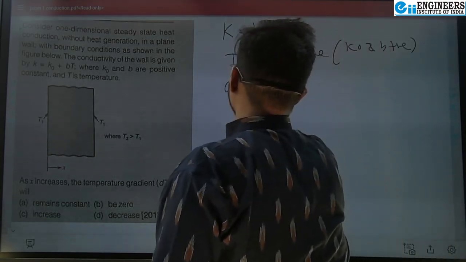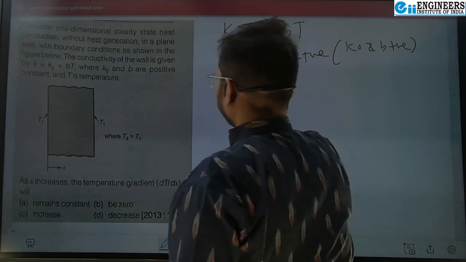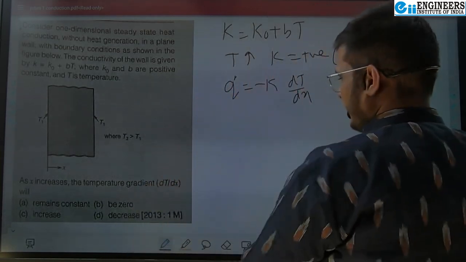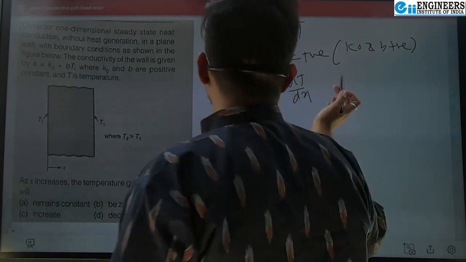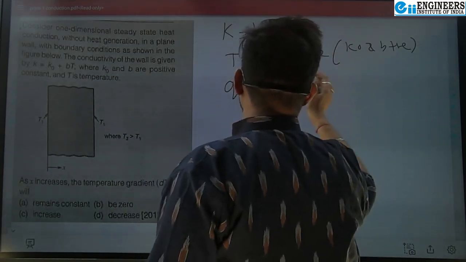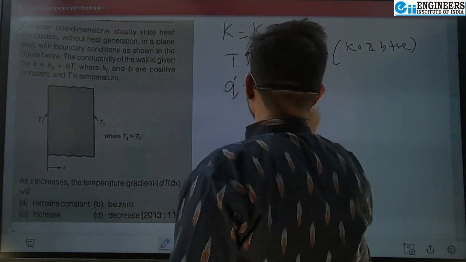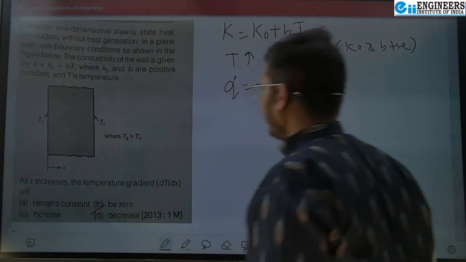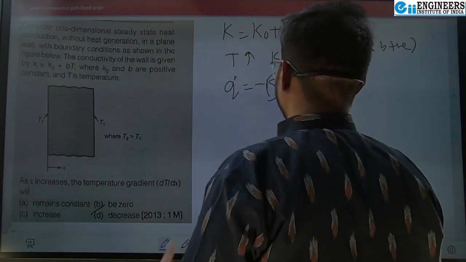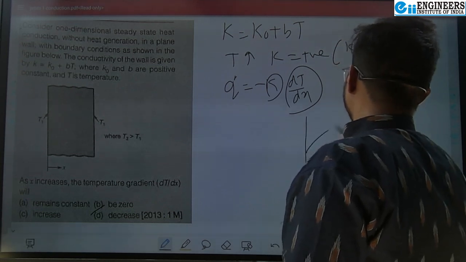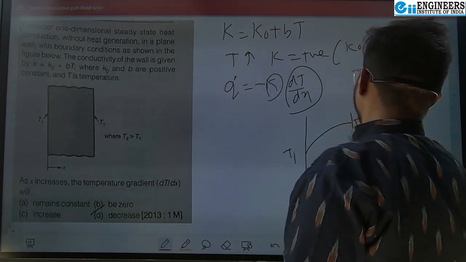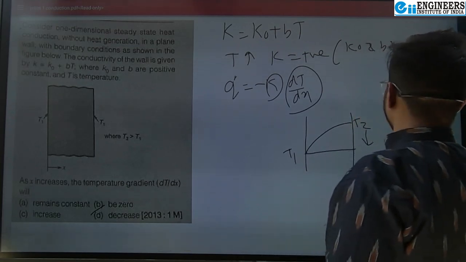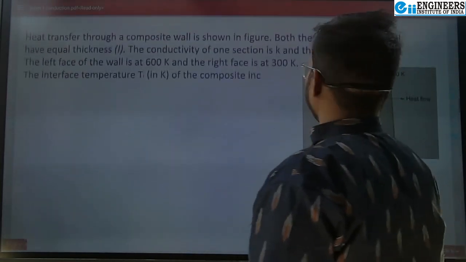Then Q is equal to minus K dT by dx. So as temperature increases, the thermal conductivity also increases. So this thing dT by dx, what will happen? It will tend to decrease, isn't it? Because of the negative sign. Because as thermal conductivity increases, this is T1, this is T2, then what will be the slope? The slope will tend to decrease. Now moving on to another question.